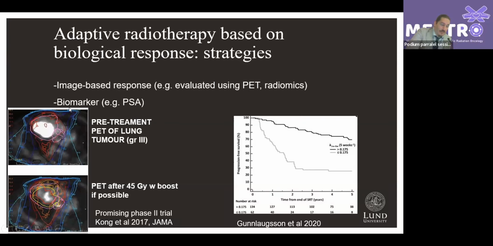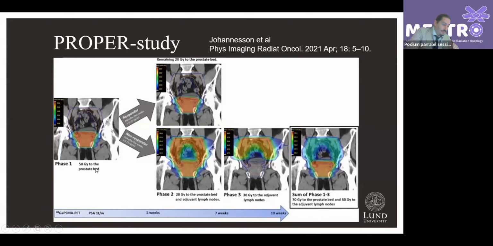The second example is you have other biomarkers. We're doing that in our department, looking at the PSA response. Here is a graph from Gunnlaugsson. I'll explain briefly. It's for recurrent prostate treatments. We treat the prostate bed and then look at the PSA response during treatment.